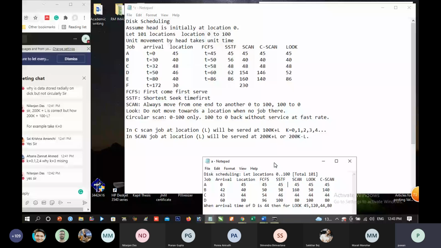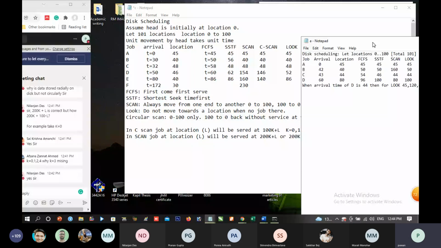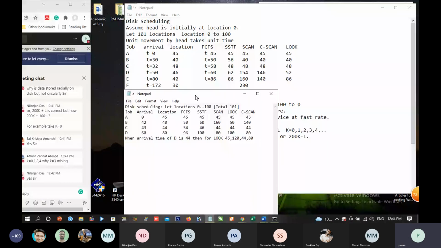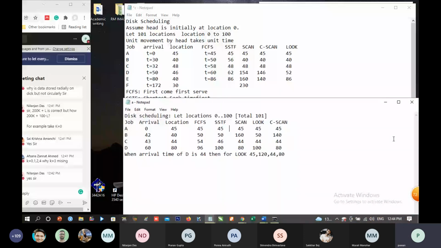Probably this example was not so good to understand. Let us try to take this example. Probably this will be better to understand. Let us take jobs P, Q, R, and S. Just now understand this. Any doubt in this table?